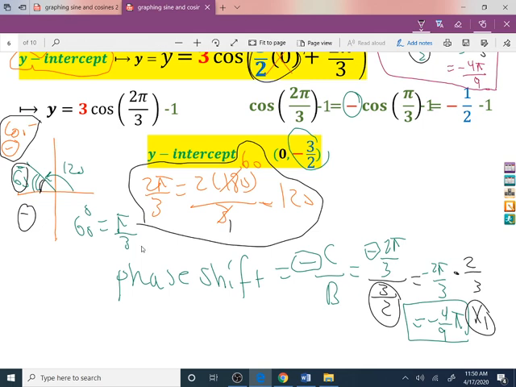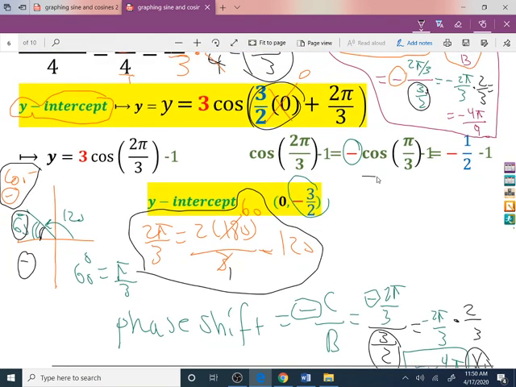Then cosine 60. Because of that, I put here what? Cosine pi over 3 is what? Cosine 2 pi over 3 is the same as cosine pi over 3. And the negative comes because we are in the second quadrant. Then negative half minus 1, negative 3 over 2. This is my y-intercept.